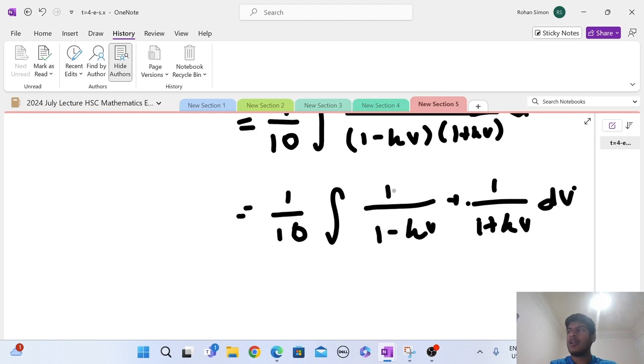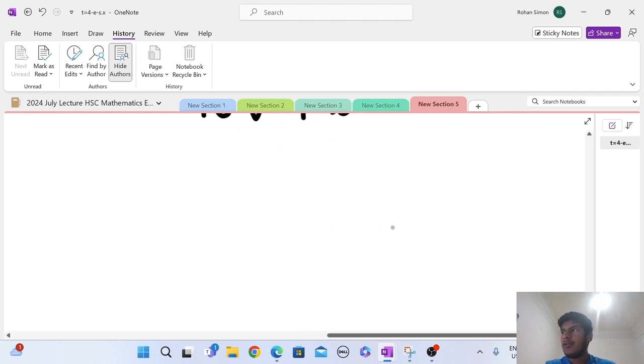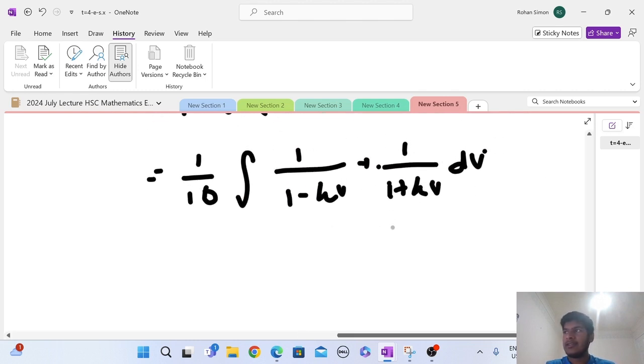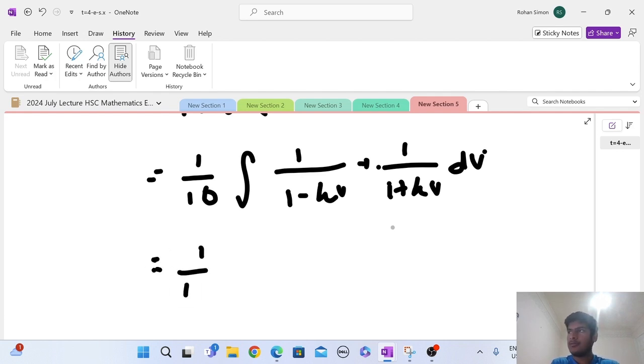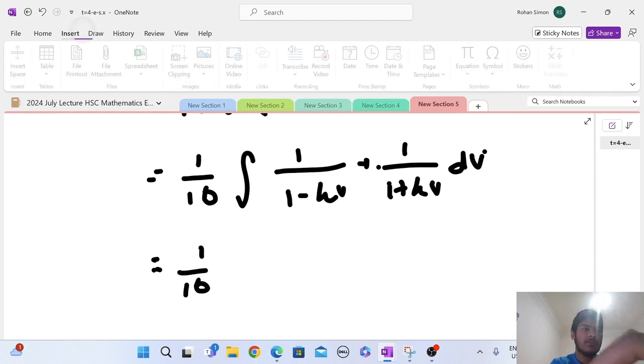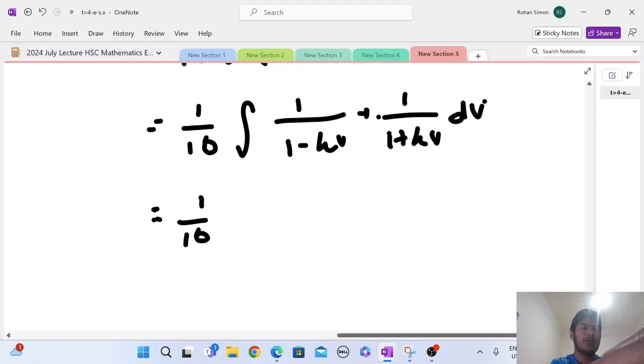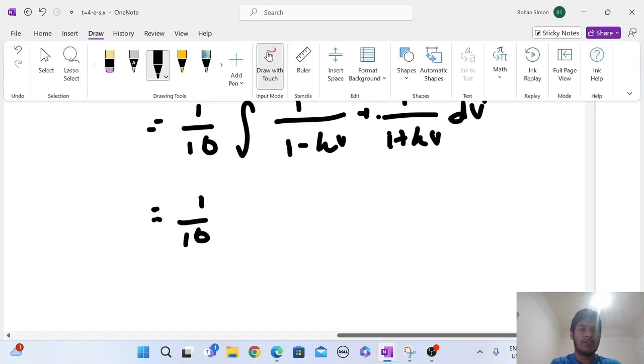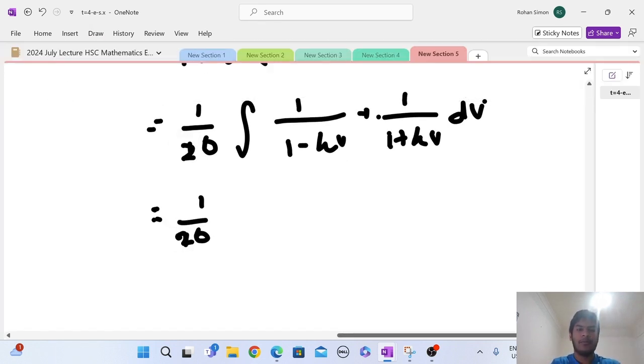dv. From there, we can integrate this. These are just ln functions, so we end up with 1 over 10 times, that should be a half. Now, the partial fractions also end up with a half, so this should be 1 over 20.